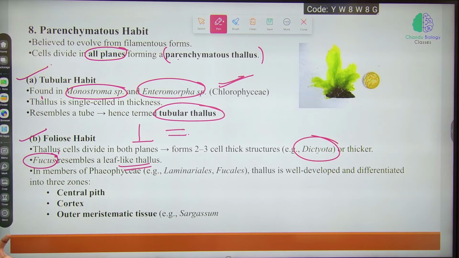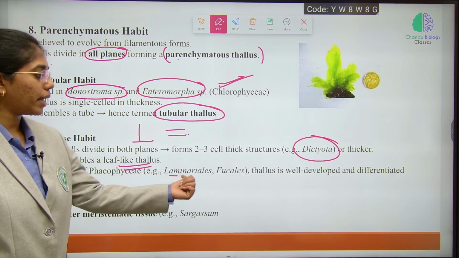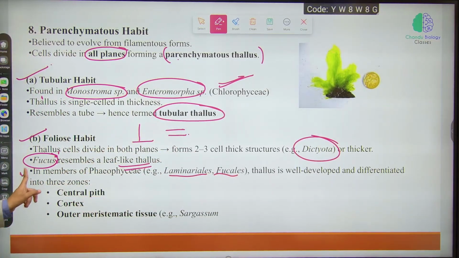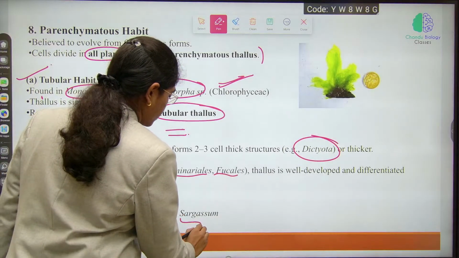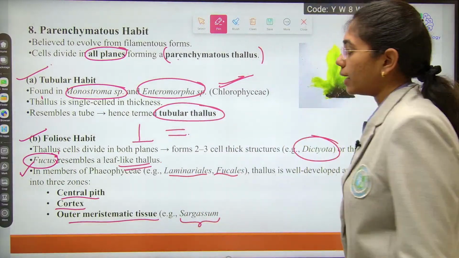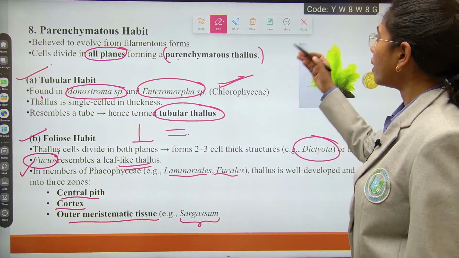In members of Phaeophyceae, for example, Laminariales and Fucales, thallus is well developed and this is differentiated, with growth by meristematic tissues. For example, Sargassum. Clear till here? Any doubt anywhere?